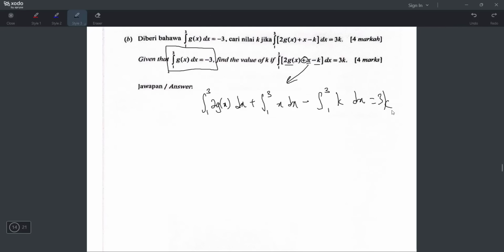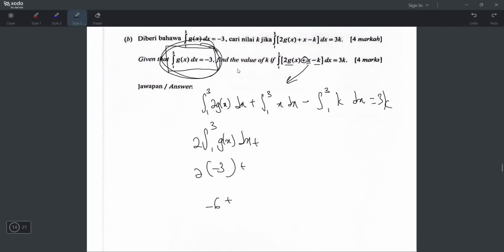Okay, now how do you find k? Don't forget you have information here: integrate g(x) dx from 1 to 3 is negative 3. So this one is also integrate g(x) dx from 1 to 3, but with the 2. I told you just now, the 2 and g(x), if it's multiplied, you can write it in front here. So 2 times integrate from 1 to 3 of g(x) dx, and now you can replace with negative 3. So it becomes negative 6. Of course, you have to plus, plus, plus. This one, you cannot use this information to help you, because this information is integrate g(x), but this one now is integrate x, so you can't use this information to help you.